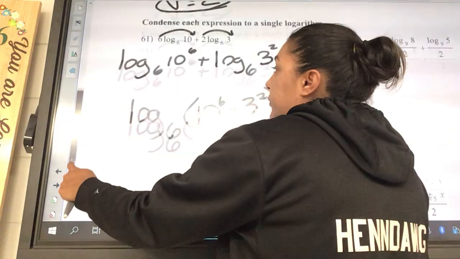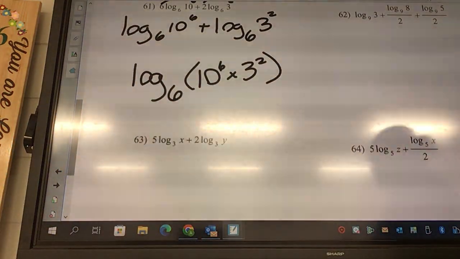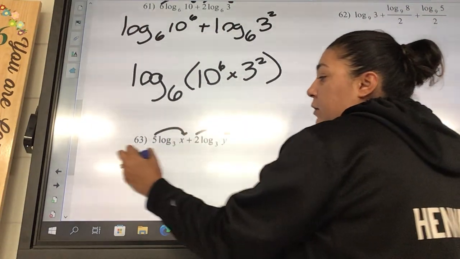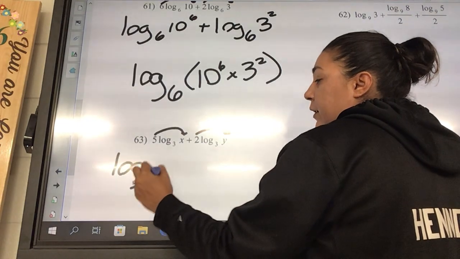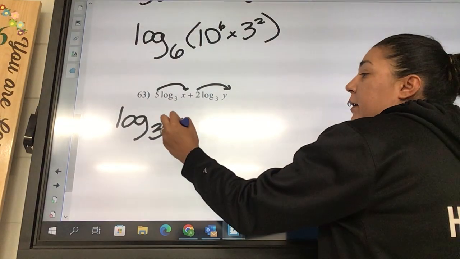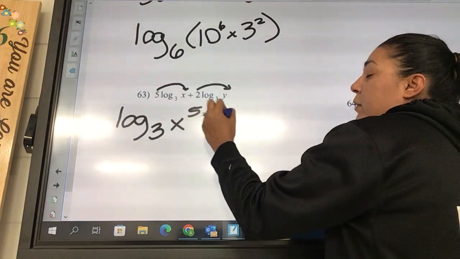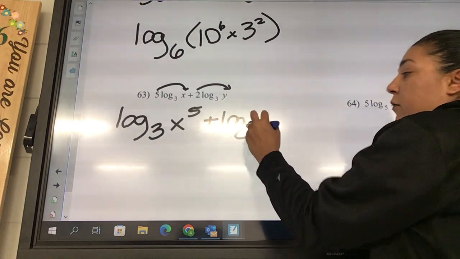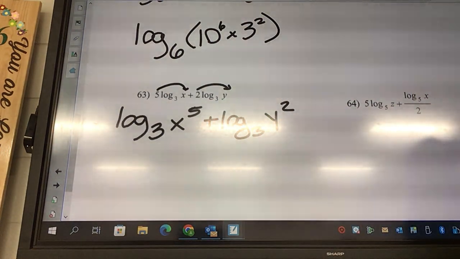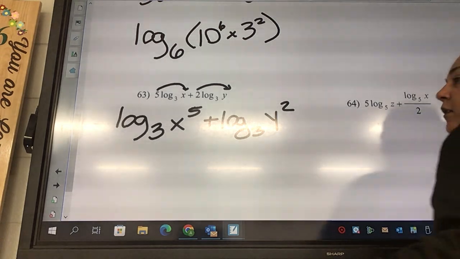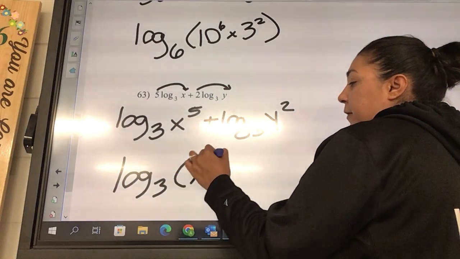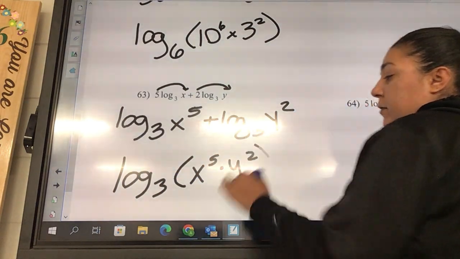Okay, if we're looking at 63, are there numbers up front? Yeah, so we need to move those first. So it's gonna look like log 3 of what? X to the 5th plus log 3 of what? Y to the 2. Okay, and again, what goes with addition? Multiplication. So it's going to look like log 3 of x to the 5th times y to the 2.